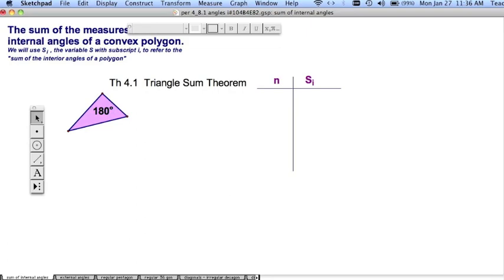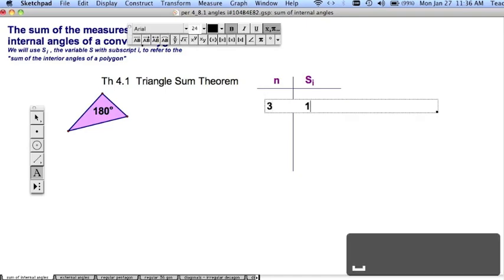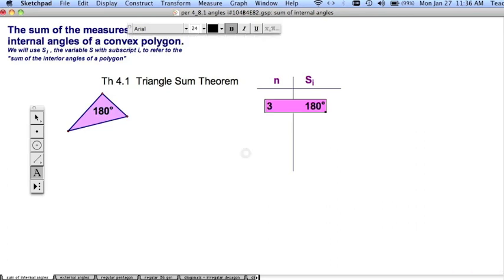Now, I'm making my triangle small because I'm going to have some other figures in there. And you see, I'm going to make this little chart here, this little chart with n and S sub I. S sub I is a variable used to refer to the sum of the interior angles of a polygon. So I'm going to start here with the sides of 3. I know I have 180 degrees. Hey, that's kind of fun. How about if I have sides of 2? Can I have a polygon with 2 sides? No, I cannot. 3 is the lowest number.